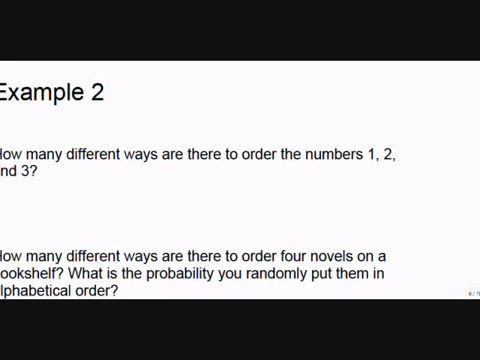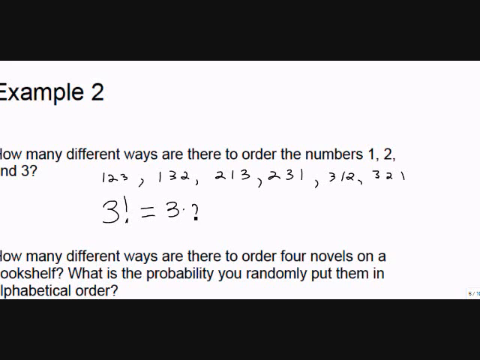Numbers 1, 2, and 3. There's 1, 2, 3. There's 1, 3, 2. There's 2, 1, 3. There's 2, 3, 1. There's 3, 1, 2. There's 3, 2, 1. How many ways are there to order the numbers 1, 2, 3? 6. And by formula, it's 3 factorial, or 3 times 2 times 1, it's 6.